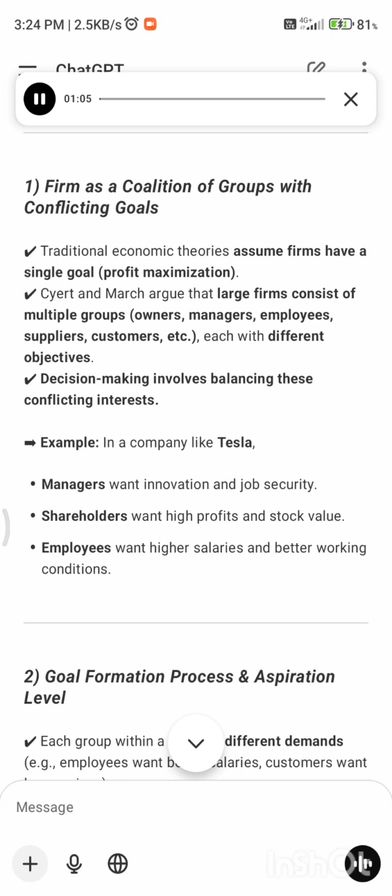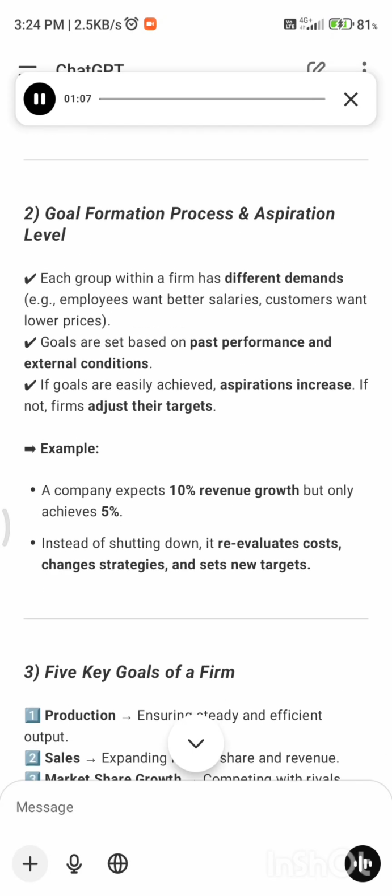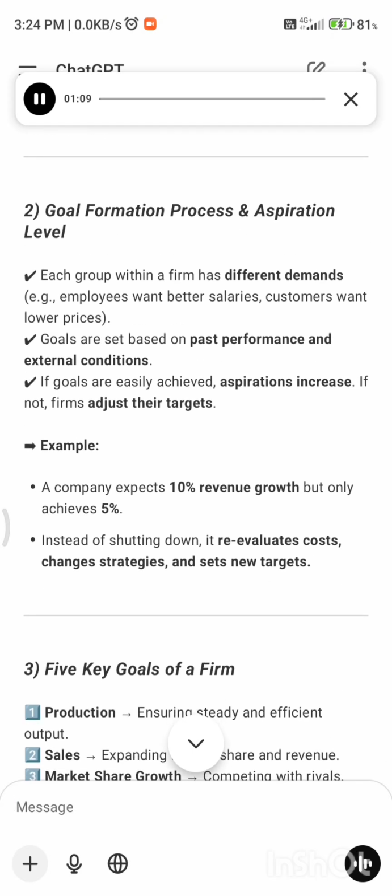2. Goal formation process and aspiration level. Each group within a firm has different demands, e.g., employees want better salaries, customers want lower prices. Goals are set based on past performance and external conditions. If goals are easily achieved, aspirations increase. If not, firms adjust their targets.